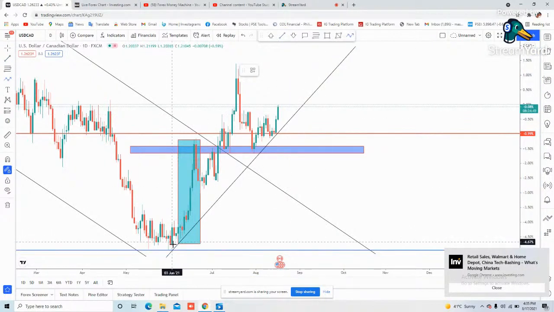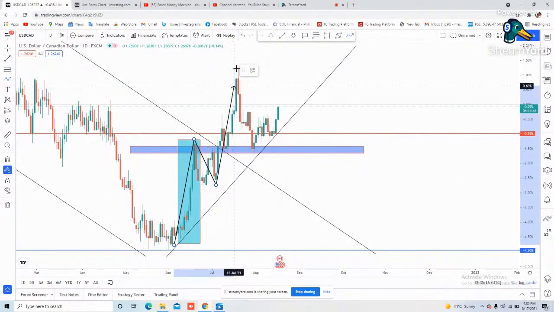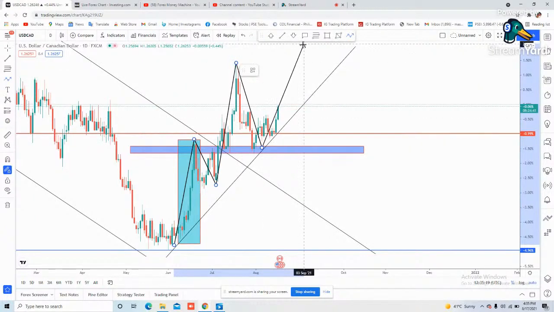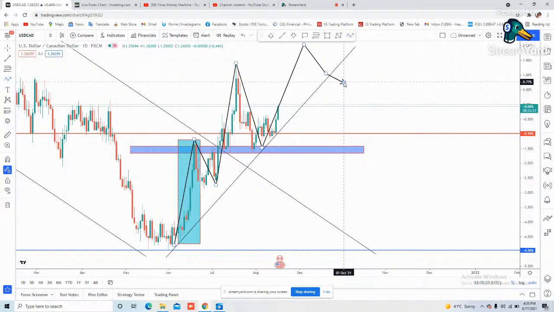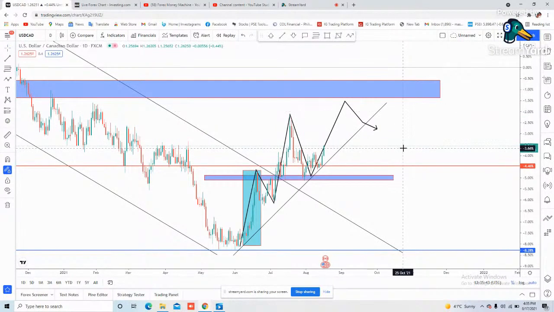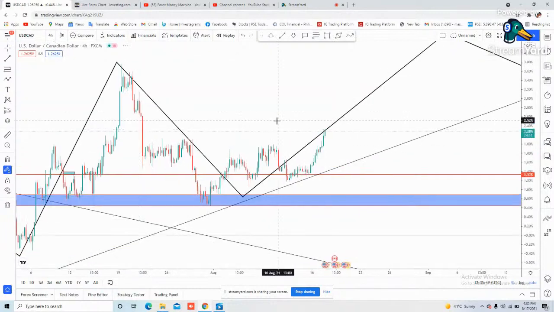After this strong rally, price goes up, retracement, goes up, retracement, then goes up again, retracement. As long as this trend line doesn't break out, the continuation of the price is going to go up. Yeah. So let's see if we have a good entry here.